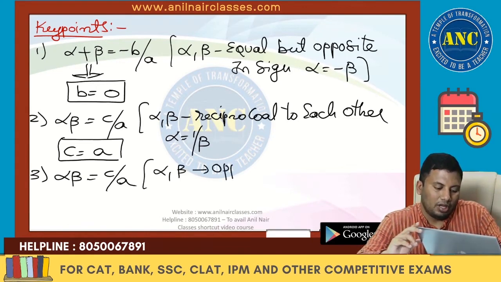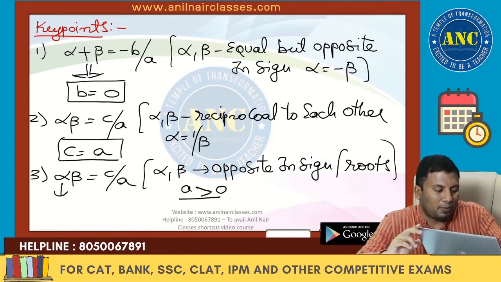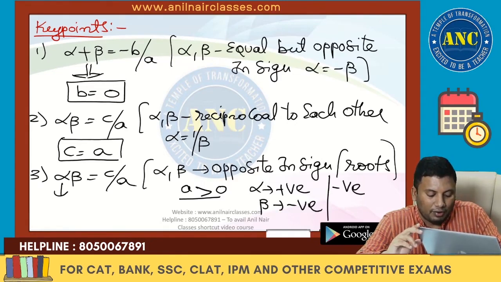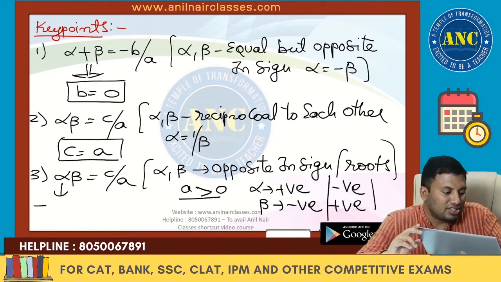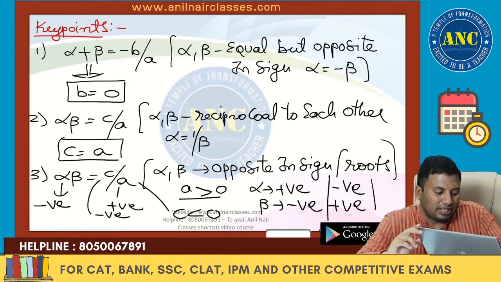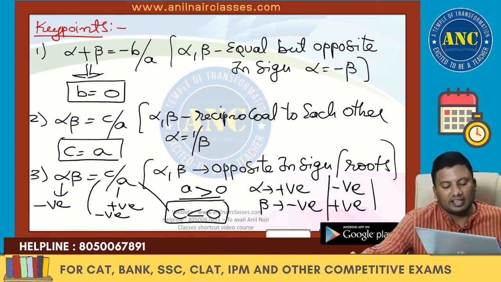Alpha beta, the roots are opposite in sign. A value is greater than 0. That means opposite in sign is, if alpha is positive, beta will be negative. If alpha is negative, beta will be positive. This will be negative, this is positive. C will be negative. That means if they are opposite in sign, what will be the condition? Condition is C is less than 0.